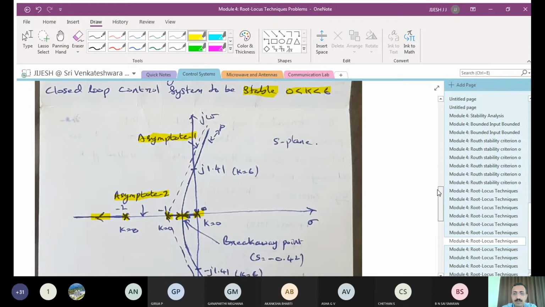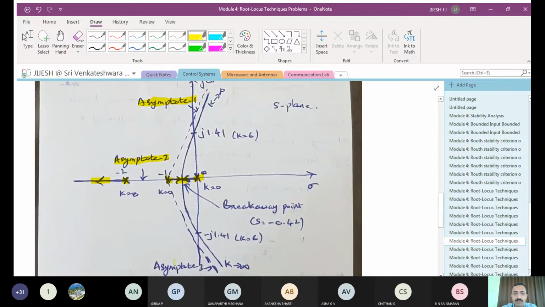Then the third one is again at this angle. What you got is 300. Yes, sir, 300. So take 300 and draw that asymptote there. All these three asymptotes you can draw. The first step is to plot the poles. You have to find the centroid, find the angles, and plot the asymptotes. All the three asymptotes you can plot out.